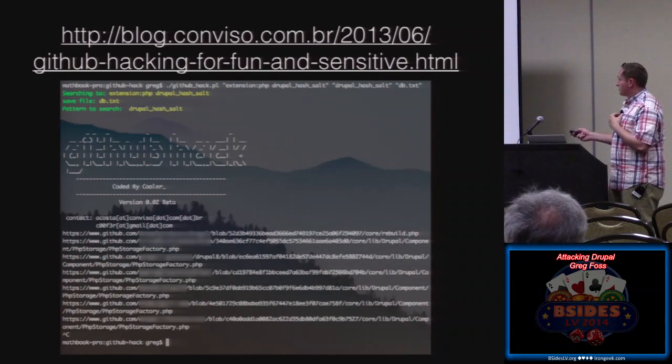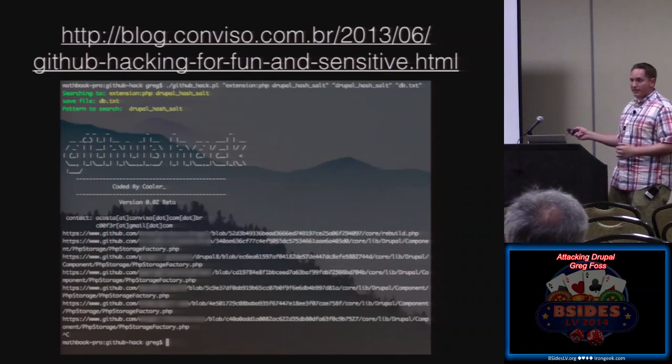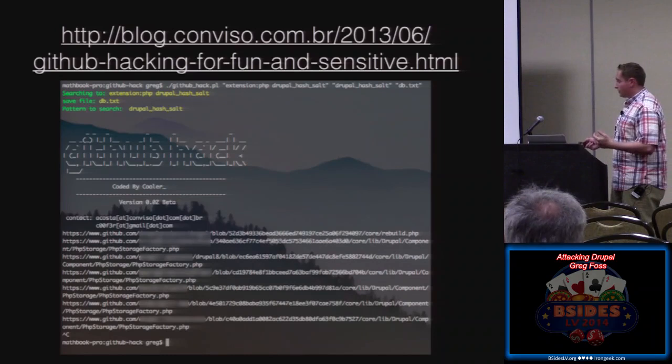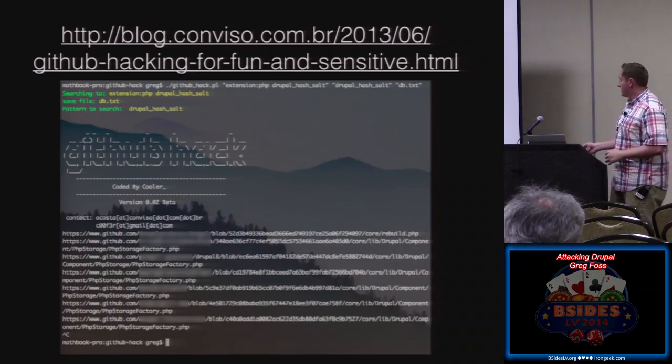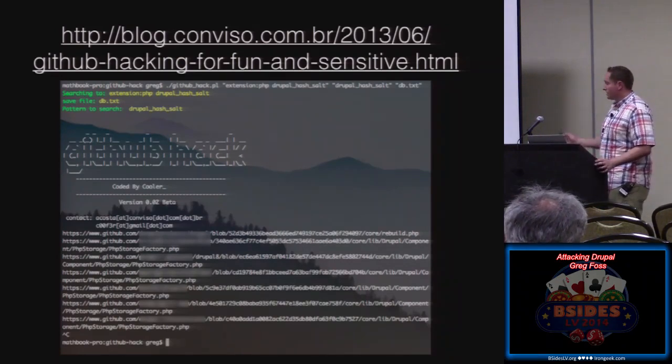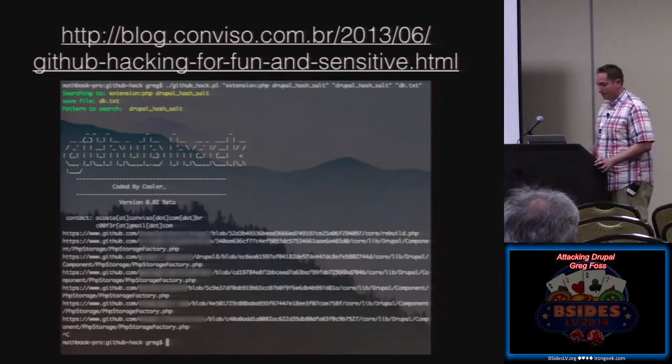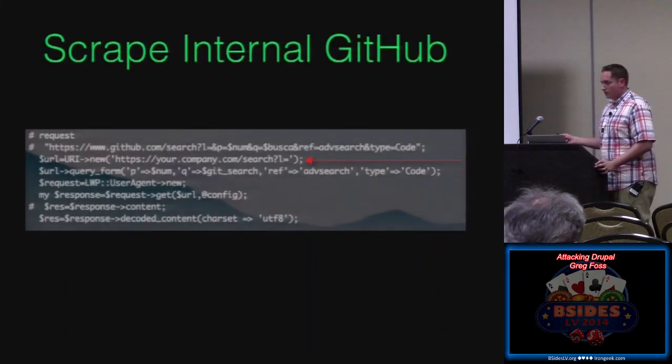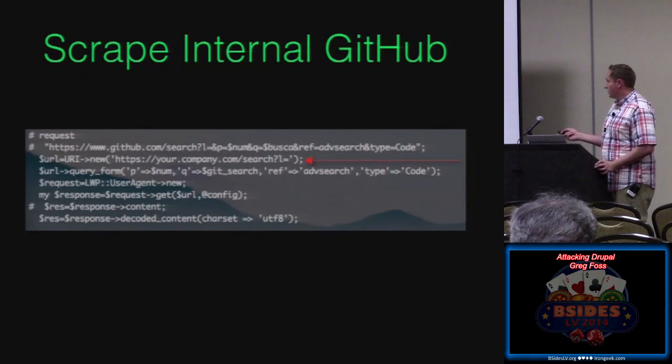And I'm just storing the results in a file called db.txt. So right here, I actually just ran this against GitHub, and all these sites are essentially exposing the backend MySQL credentials to their databases. And we'll talk about the settings.php file in a second. You can also scrape an internal GitHub deployment with this same tool. You just have to change this one string right here.